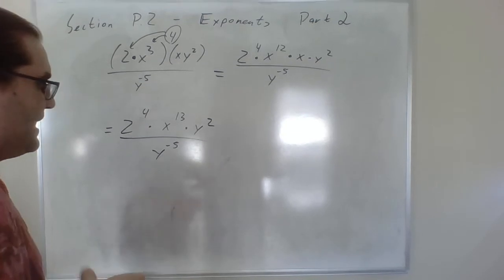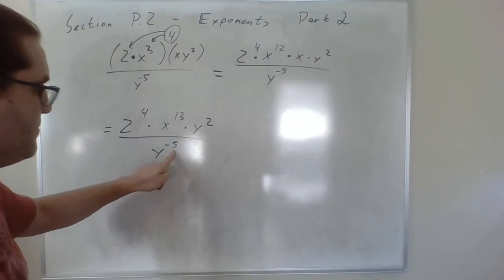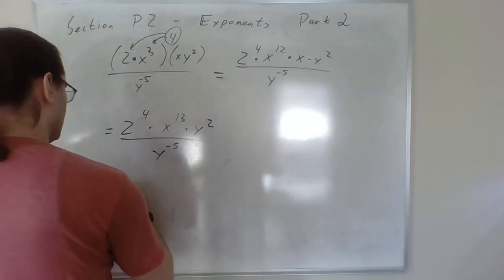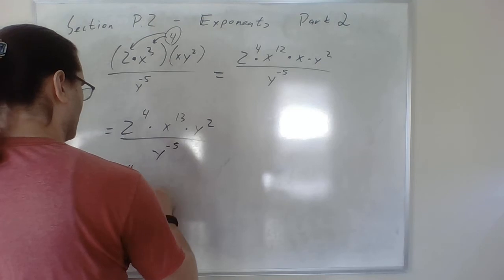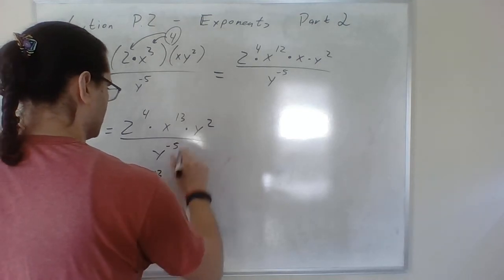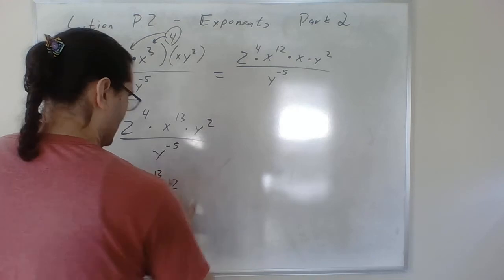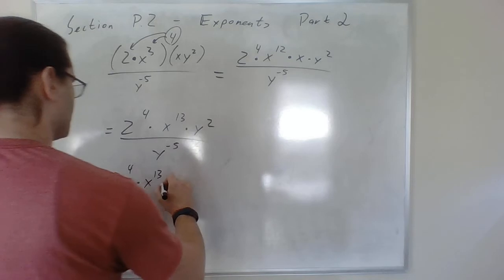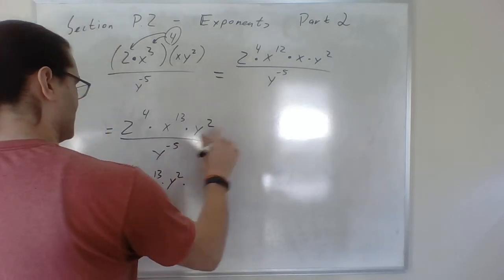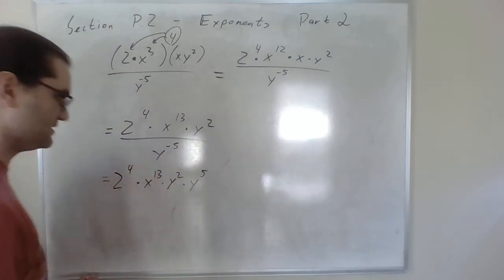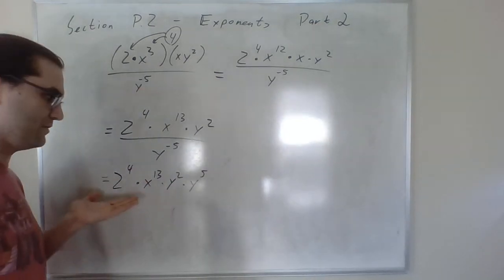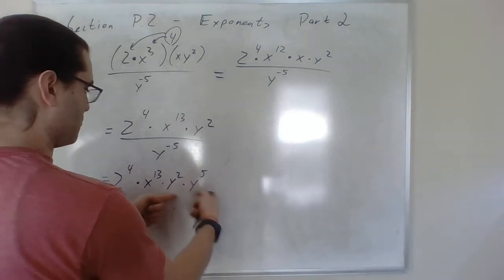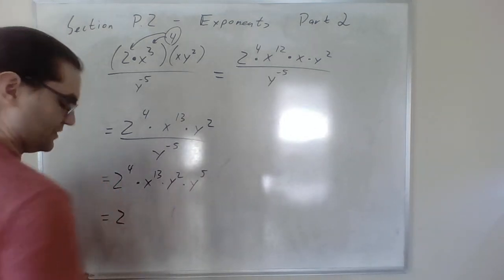We know that negative exponents mean that we're going to flip it into the other position and write it as a positive exponent. So the 2 to the 4th is going to hang out, x to the 13th is going to hang out, y squared, not a 2, is going to hang out, and I'm going to put this y to the 5th on top. Now there's nothing on bottom, so I don't need a division bar anymore. I do need to combine these two y's though.